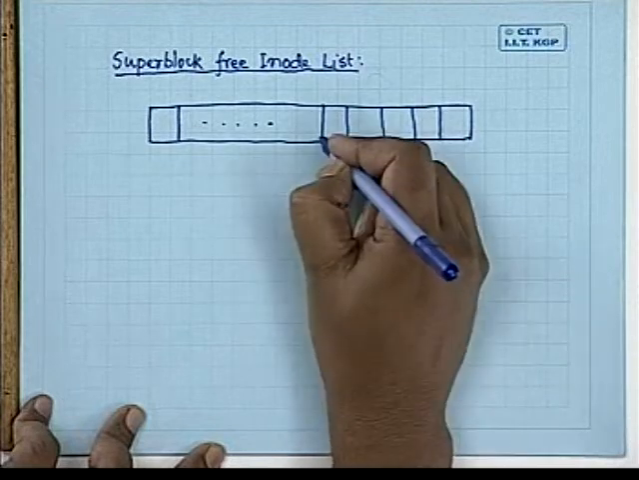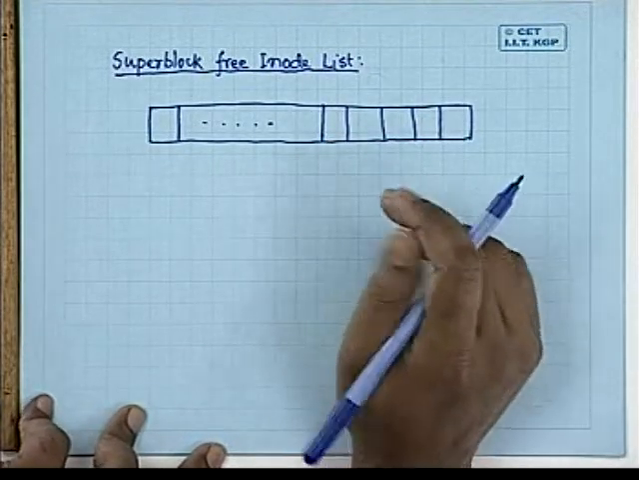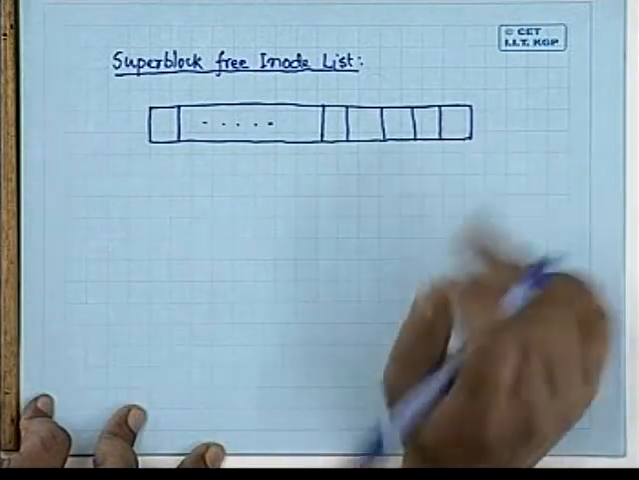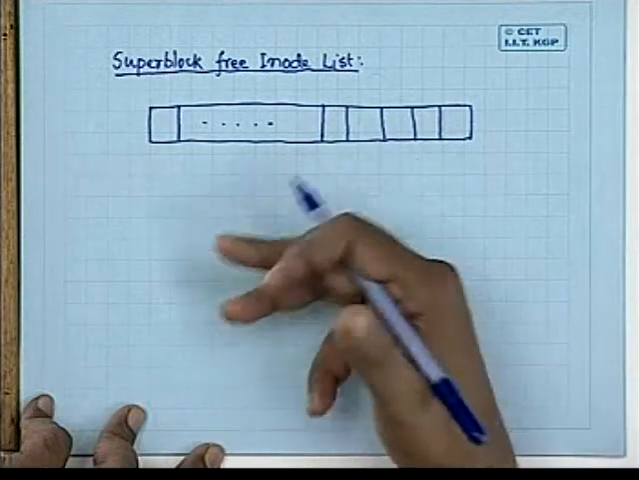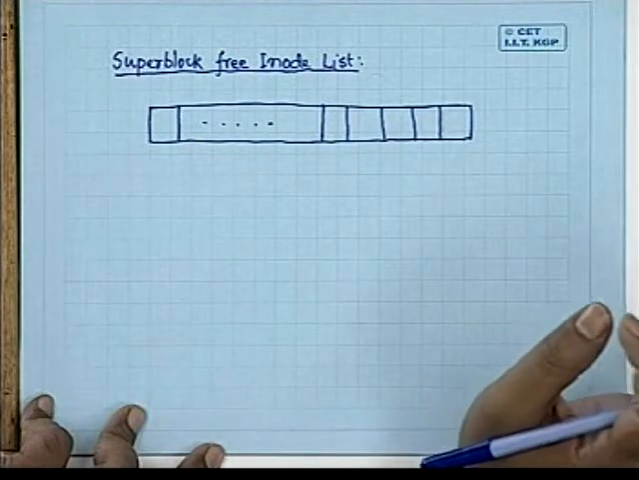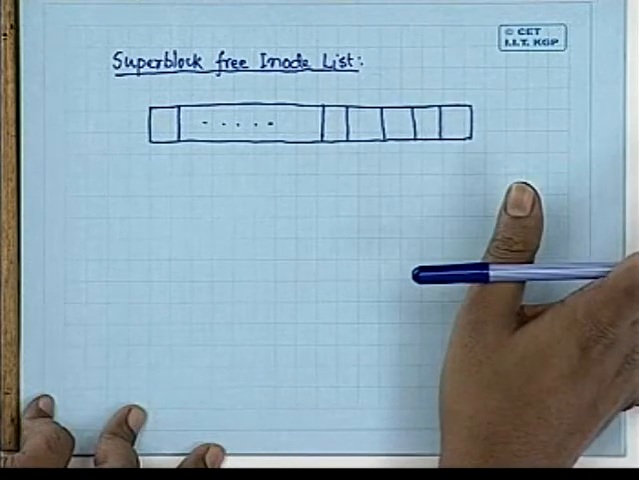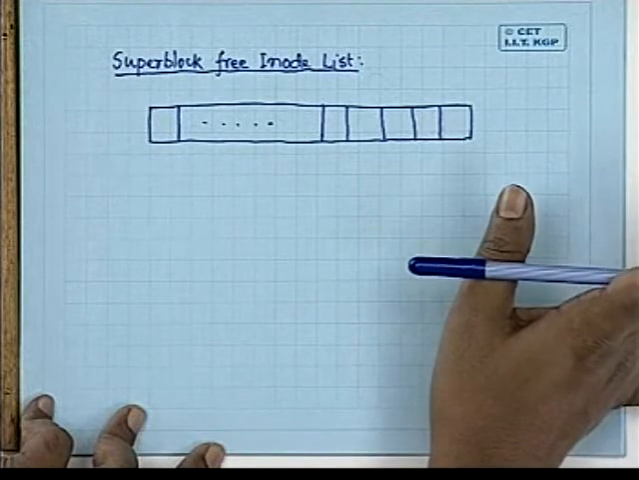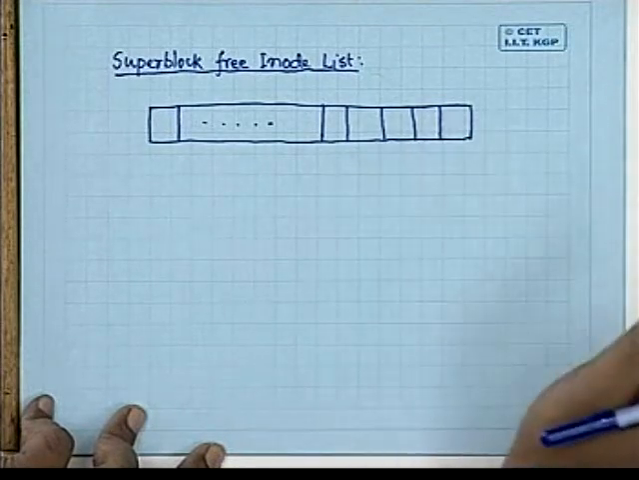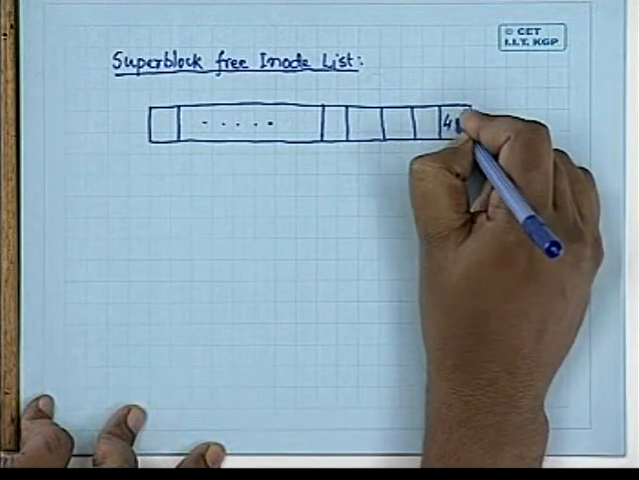Now what will be the initial situation? Initially, if I assume that I have a number of inodes which are free on the file system, because some of the inodes will be allocated to the system files whenever you load the operating system. There will be other inodes which are not allocated to any of the system files, which can be used for user data or user directory. So initially, suppose I have a number of inodes free, and the inodes numbering from inode number 400 are free.